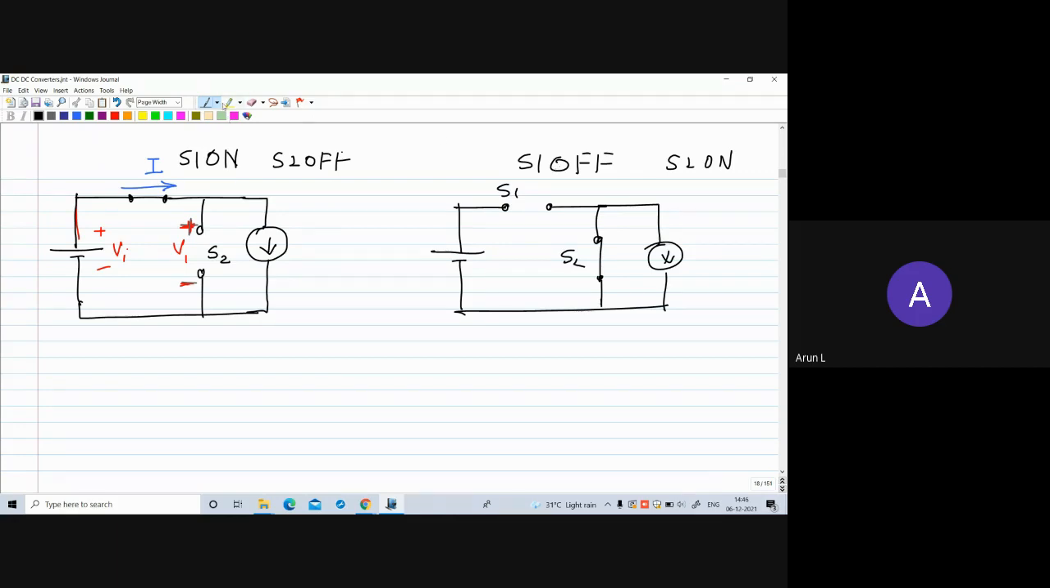You can see that positive end of the battery is coming to one end of S1, negative terminal of the battery is coming to other end of S1. So S1 has to block voltage with this particular polarity, whereas S2 has to conduct current in this direction. So S2 has to conduct current in the upward direction. Because this current source is pointing downwards, S2 has to conduct current in this direction. So these are the requirements.